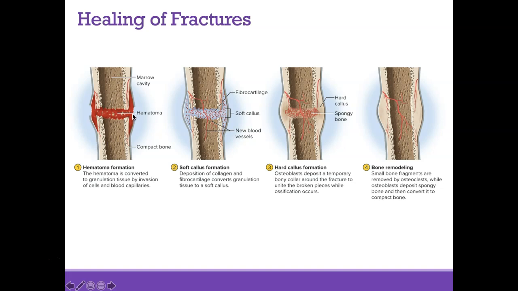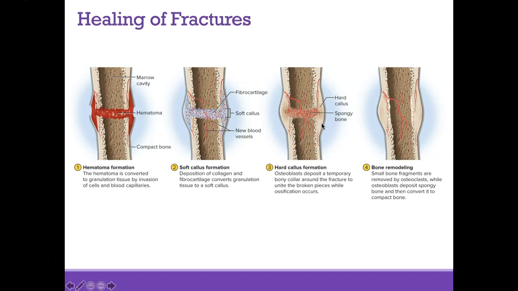Then we start having some osteogenic cells becoming very abundant within 48 hours of the injury. Those osteogenic cells start to become chondroblasts, and they start making fibrocartilage, and fibroblasts start making collagen. So this is called soft callus formation. We have collagen being made by fibroblasts, and chondrocytes are making this fibrocartilage. So we have this soft callus being formed.